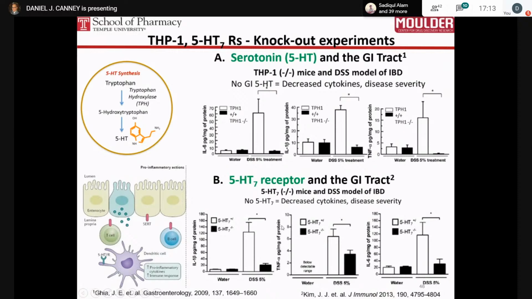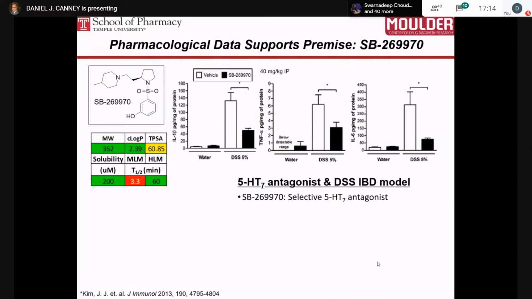Then we have receptor knockouts, and we see similar trends here, right? With interleukin 1 beta being knocked down with the DSS treatment, the TNF alpha being knocked down with DSS treatment, with the knockouts after DSS treatment. And then interleukin 6. Again, here we have the DSS animals, and we have the knockdown of the interleukin 6 levels in those animals. So again, at least consistent with the fact that serotonin and the serotonin 5-HT7 receptor may be playing a role in the inflammation in these models.